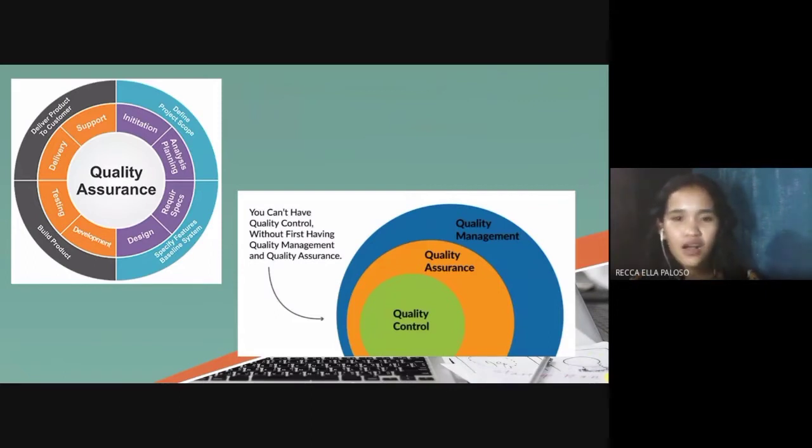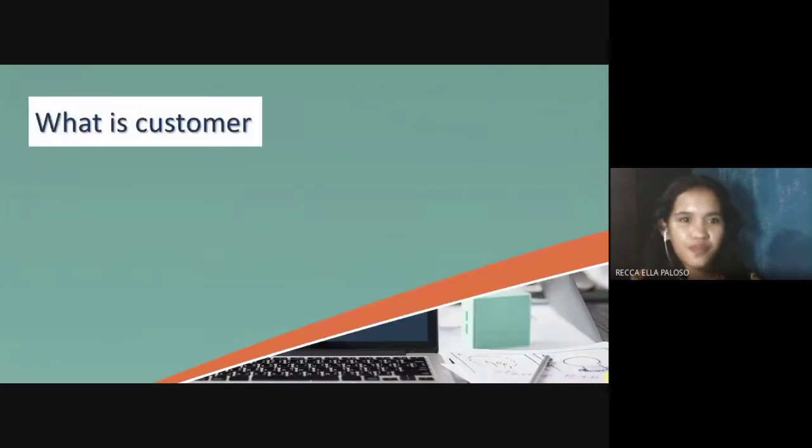And the second chart is quality control, which you can see is at the center of the core, because you can't have quality control without first having quality management and quality assurance.